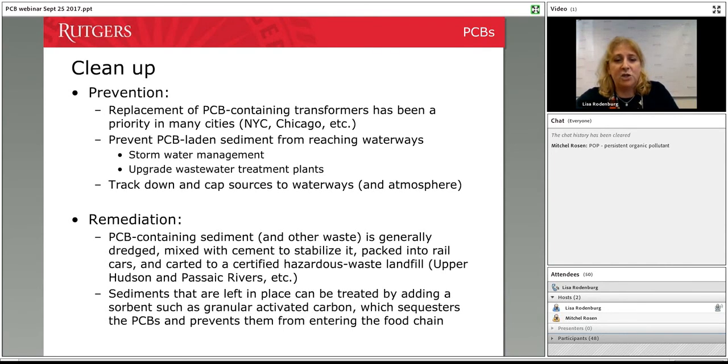In terms of remediation, usually if you're talking about PCB contamination in a waterway, the only cost-effective solution is to dredge the sediment, to remove it from the river, mix it with cement, pack it into a rail car, and send it to a hazardous waste landfill. That's what they did in the Upper Hudson. That's what they did in the Passaic River. That's what ends up being very commonly done.